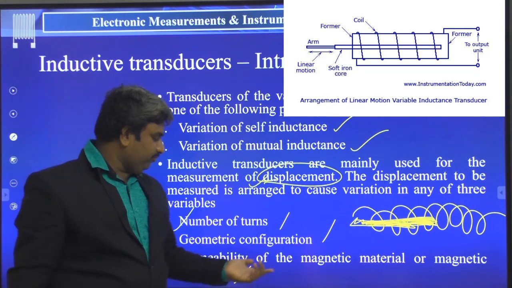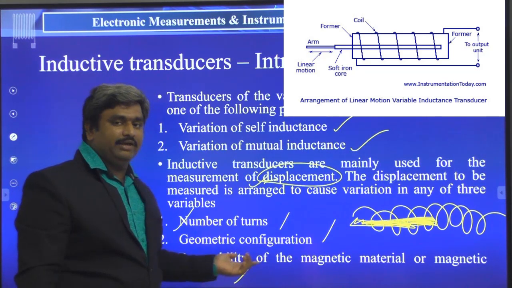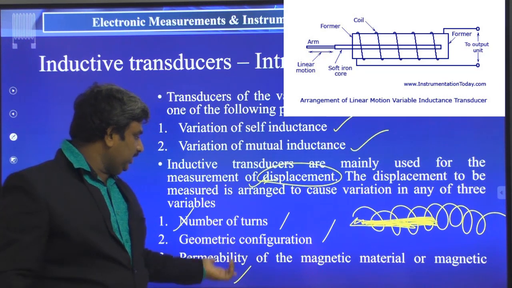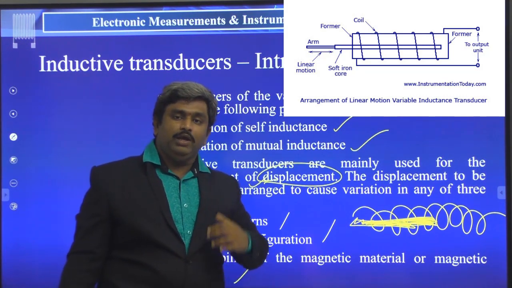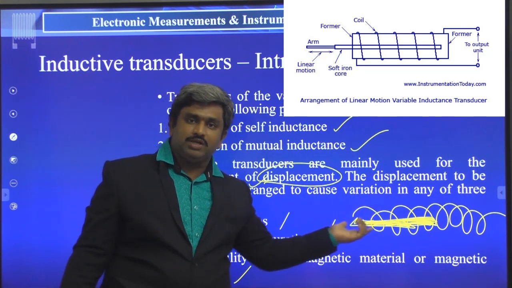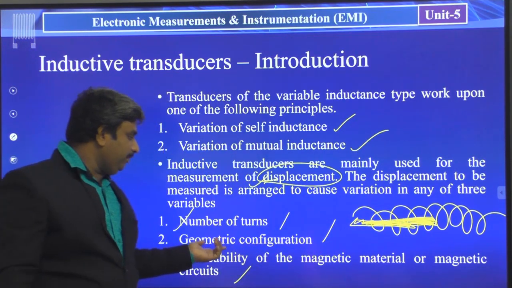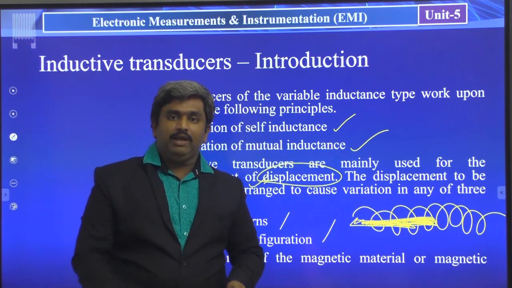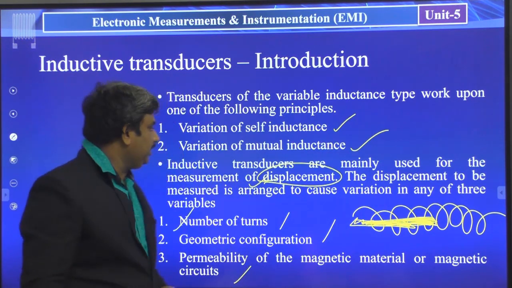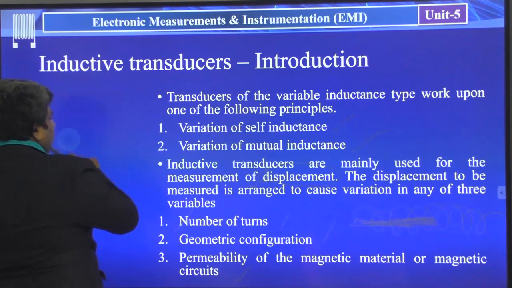Next, geometric configuration. Next, magnetic circuits. These are the three types of variables we are going to measure. The number of turns is going to vary here, the geometric configuration is going to vary here, and the magnetic circuit is going to vary here. That we will identify in this inductive type.